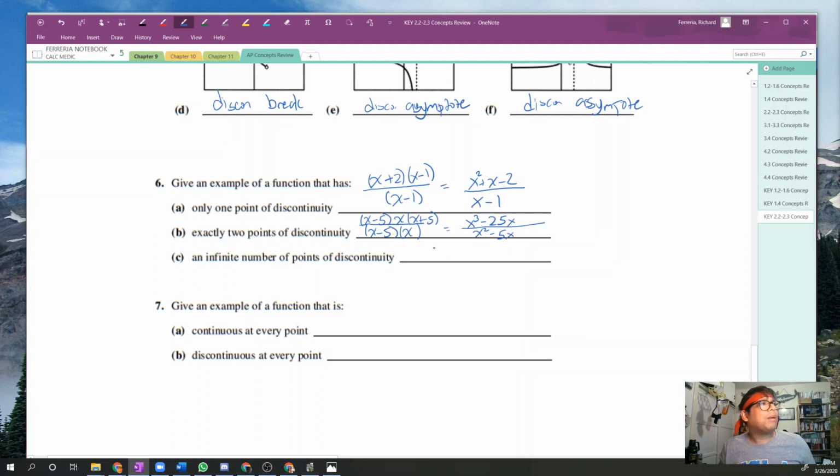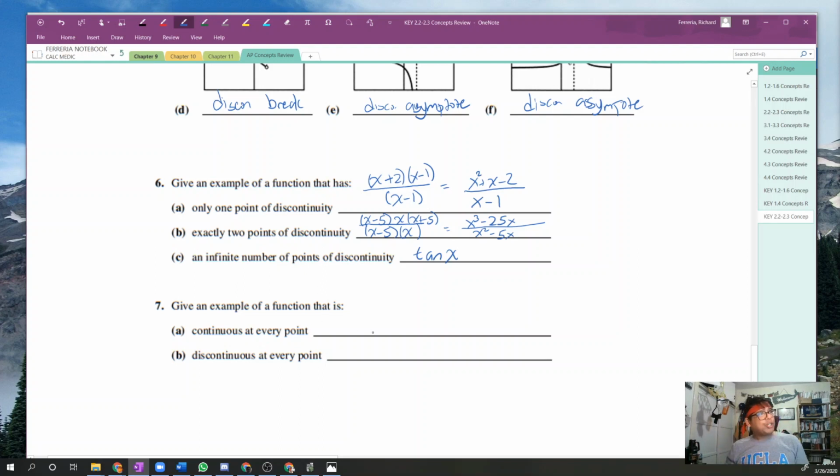How about an infinite number of points of discontinuity? What does that even look like? Well, I can think of one. What about y equals tangent x? Sure, that's always discontinuous at odd multiples of pi over 2, and there's an infinite number of them. We only get to see a few of them on any graphing window, but they go on because the tangent function goes on from negative infinity to positive infinity, with an exception of those holes.